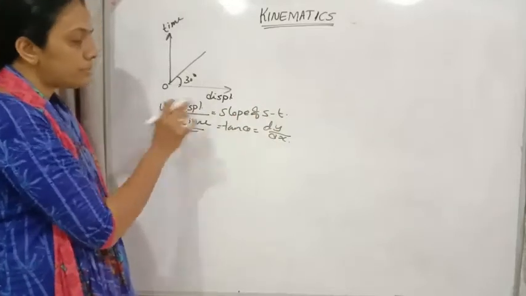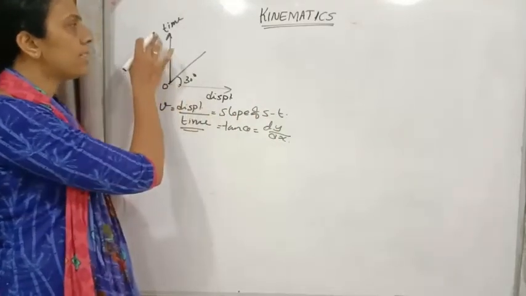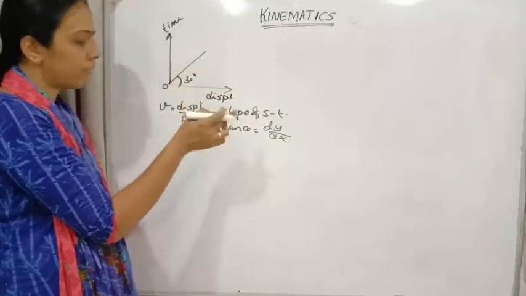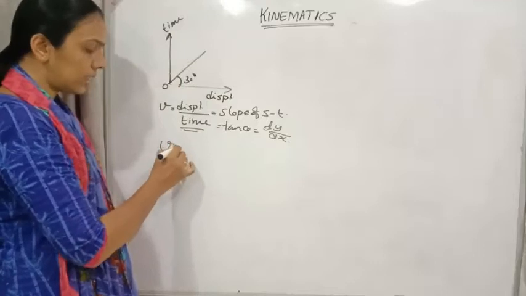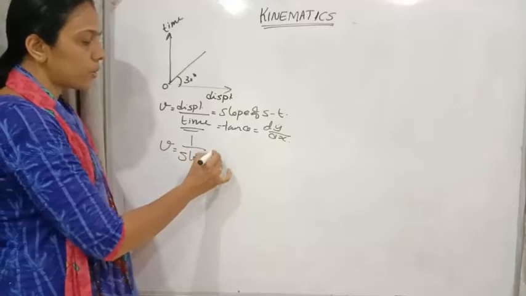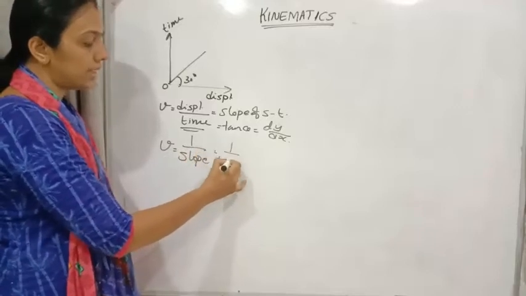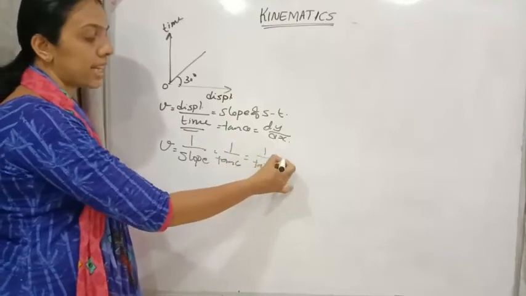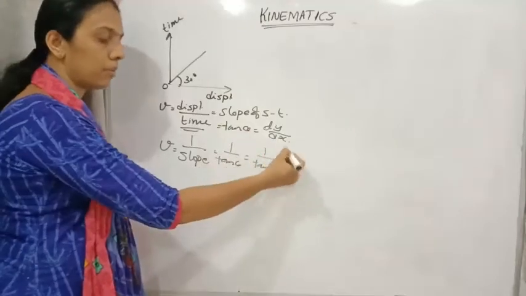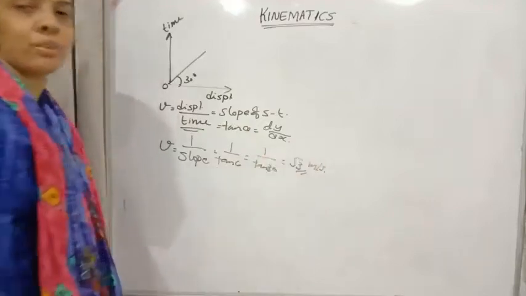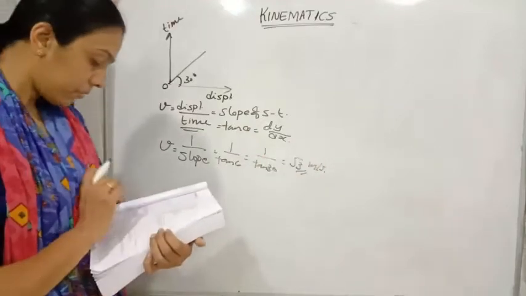Here, in this case, see, it's a time displacement graph. It's not a displacement time graph. So to find the velocity, we take 1 by slope, that is 1 by tan theta, that is 1 by tan 30 degrees. Tan 30 we know is 1 by root 3. So 1 by that is root 3 meter per second. This is how we find it.